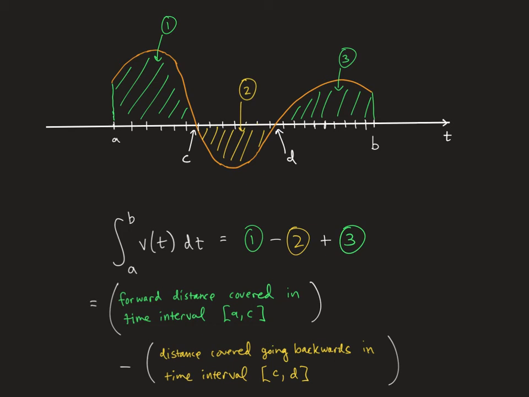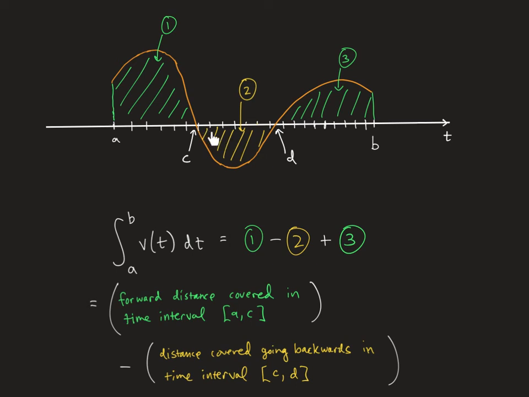We can also think about this in the physical way that we were discussing in the previous video. In this first part here, you can see the velocity is positive. We're above the t-axis, so the velocity is positive, and that means we're moving forward, right? So this area under the part of the graph from A to C, that's the integral from A to C, and that is just the forward distance covered in that particular time interval. It's forward distance because the velocity is positive.